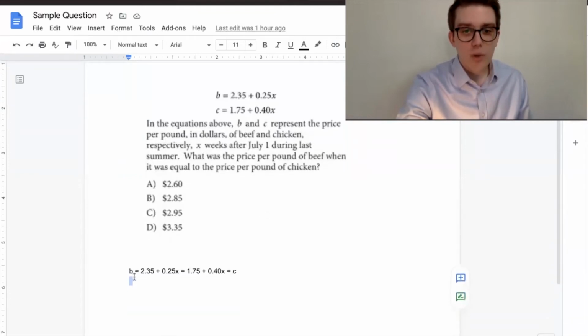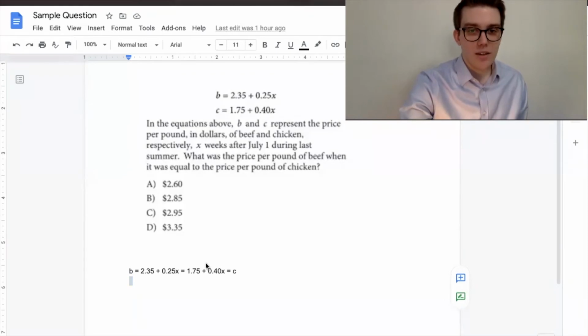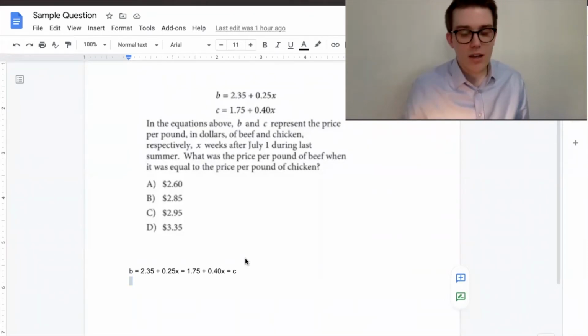I wrote both of the equations, one for B and one for C, and set them equal to each other so that we can solve for X right here. Now, a quick tip to make your arithmetic a little bit faster is to actually multiply each term by 100. So 2.35 becomes 235. And then we have plus 25x equals 175 plus 40x.